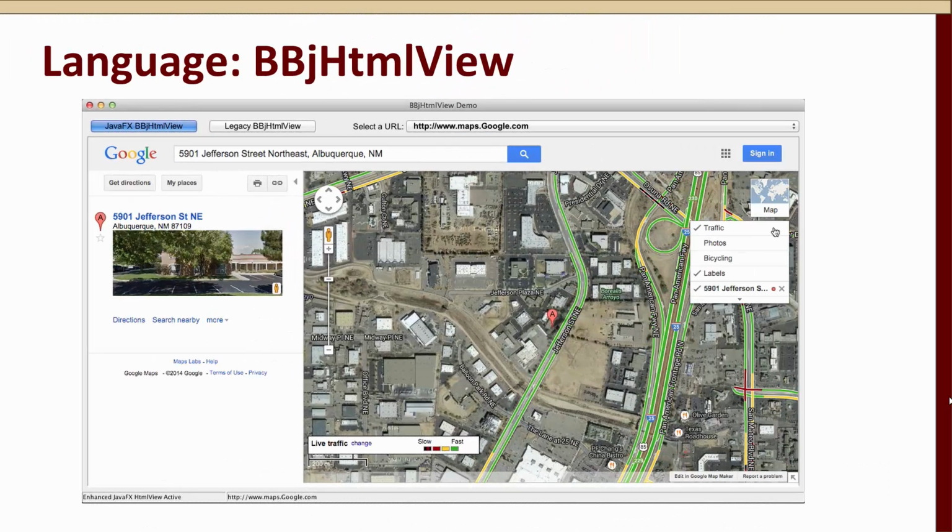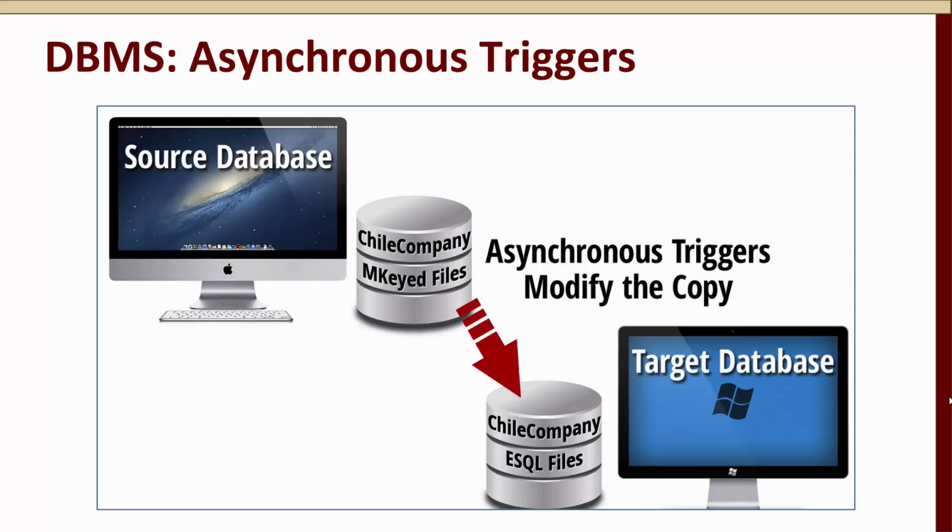In the first part, we discussed the new BBJ HTML view and showed you a demonstration of its usage. We also looked at asynchronous triggers in the database management system. And the little example we had was to set up triggers to modify an ESQL file on a target database that was mirroring information that was in the mkeyed data file.